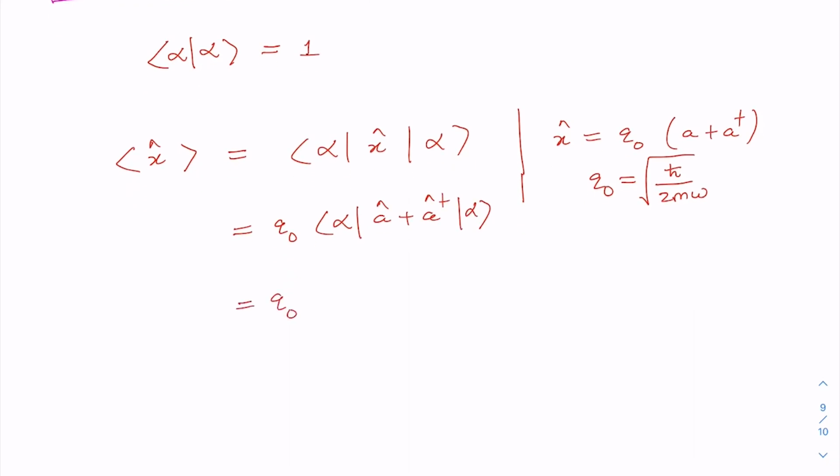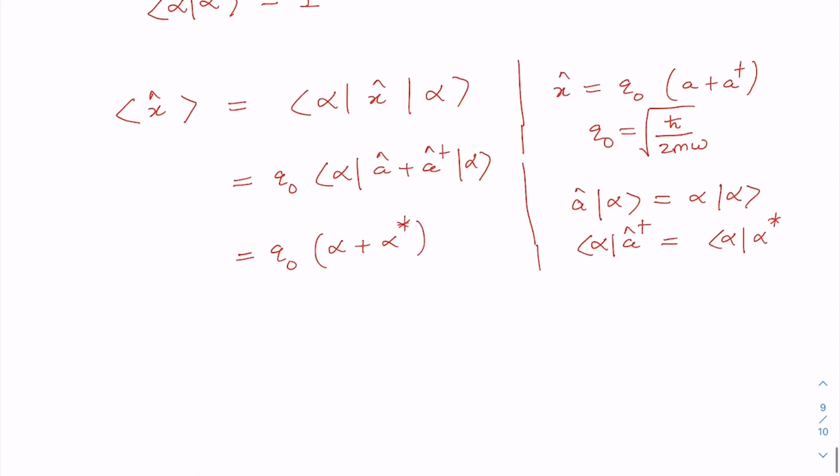The first term, a on ket alpha, is going to give you simply alpha times bra alpha ket alpha. On the other hand, a dagger operates on the bra alpha, so you will get bra alpha and then alpha star. So if you utilize it, you can immediately see that it would be q0 into alpha plus alpha star, which is nothing but q0 times twice the real part of alpha, because alpha is a complex number.